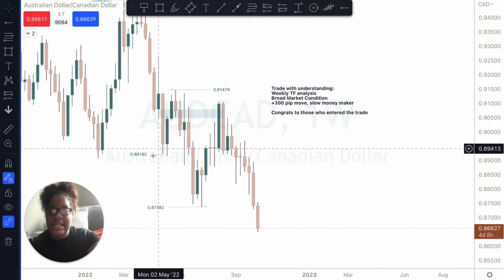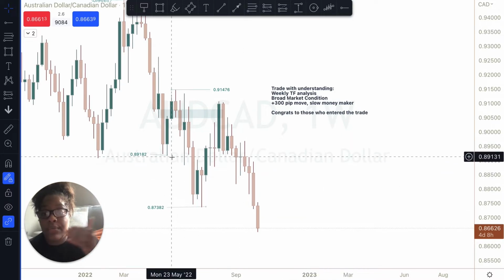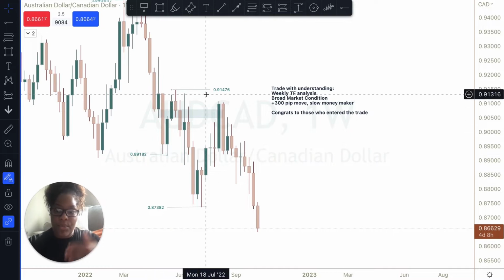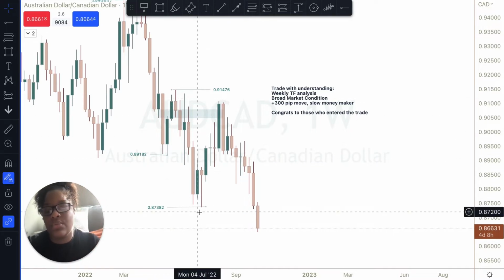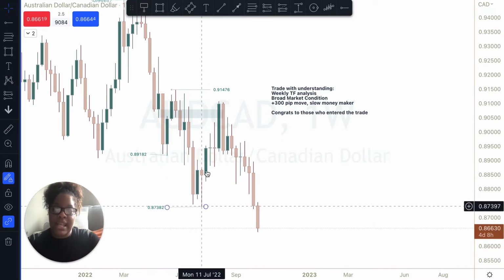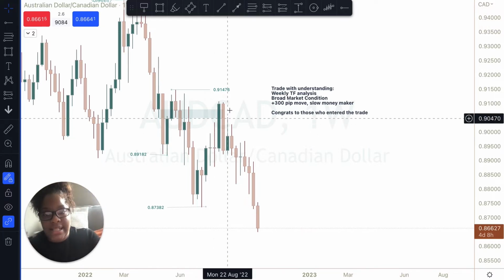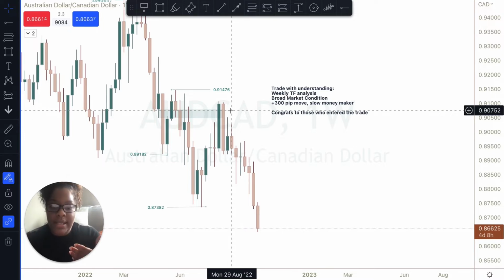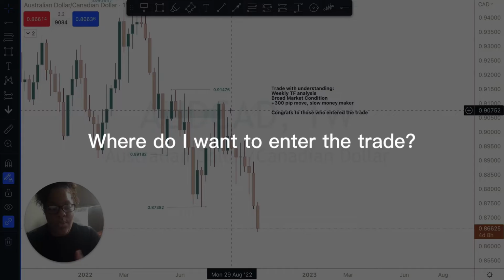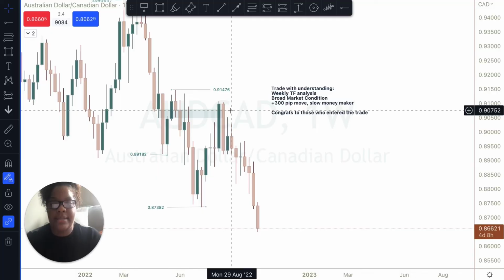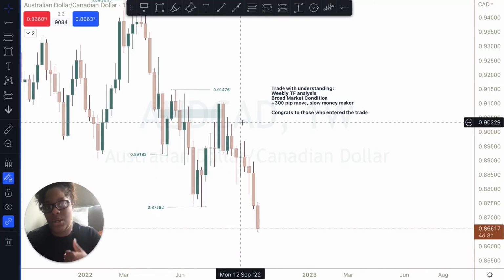So as you guys can see here, price went from 0.89 cents up to 0.91 cents, down to 87 cents. And when price began to retrace, pull back or correct, I wanted to know, okay, where could price pull back to so I can enter the trade for a sell again? And then once price got to my estimation zone, that is when I started to ask, where would I want to enter the trade?